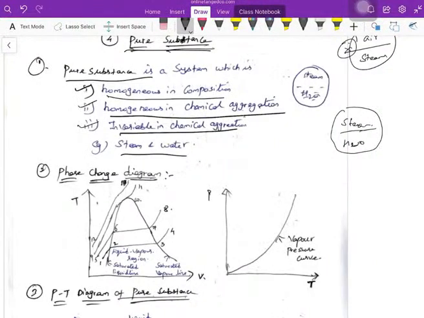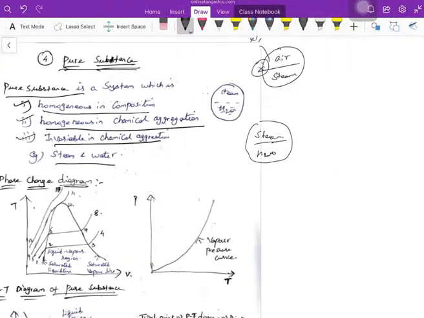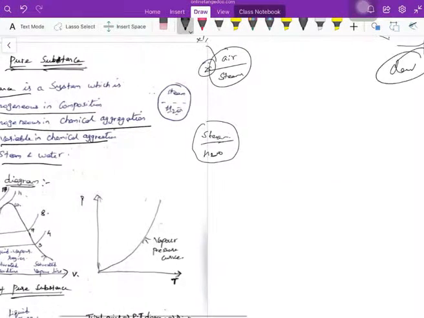Now let us go on to the phase change diagram. Okay, so the T-V diagram, the phase change diagram of a particular substance. Let me do an experiment.